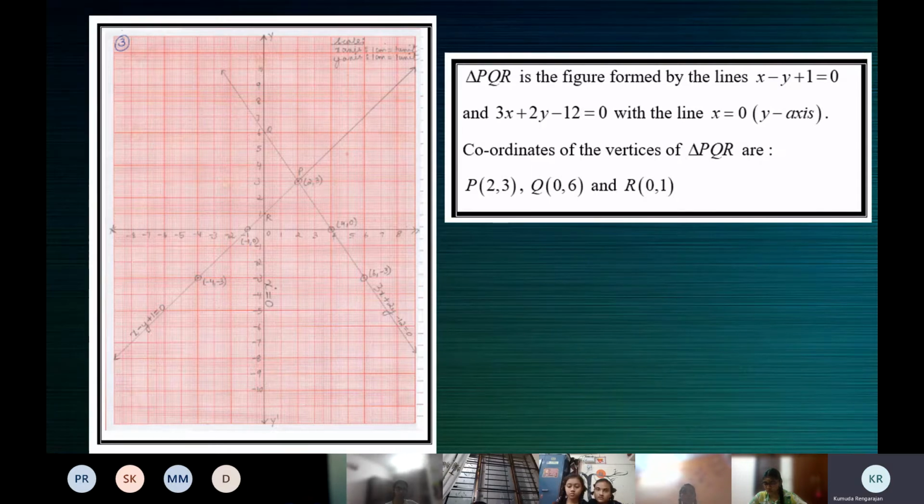So this is how I'm getting the graph lines. Now let me check and tell you if your graphs are right, those who have submitted.